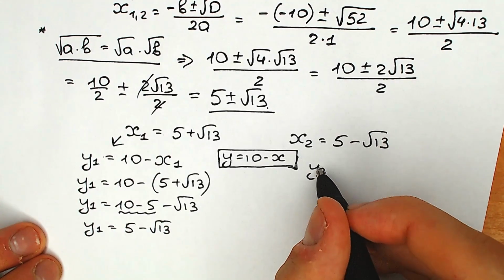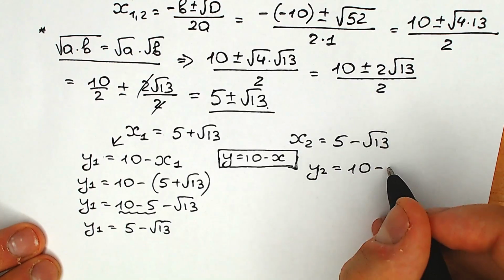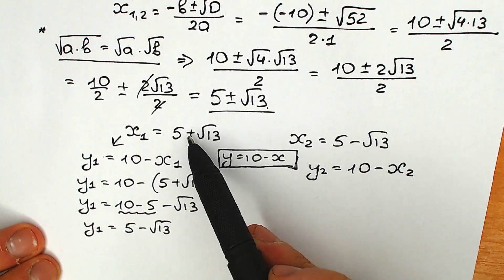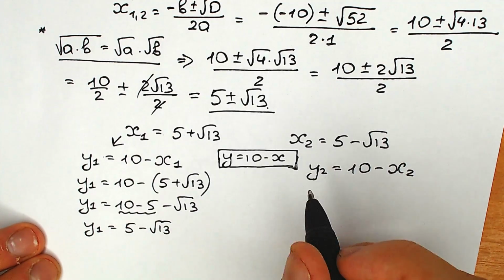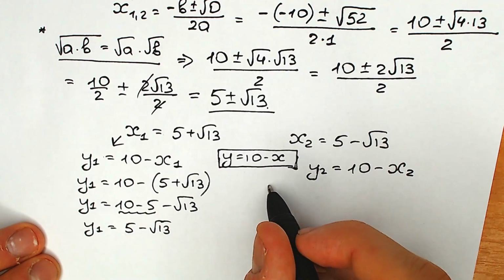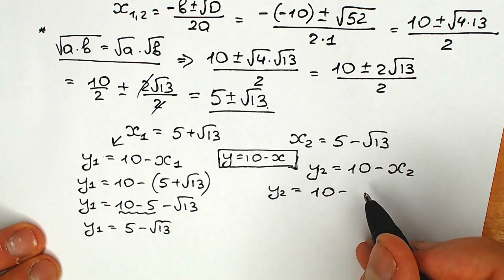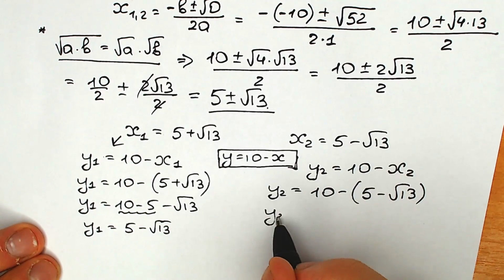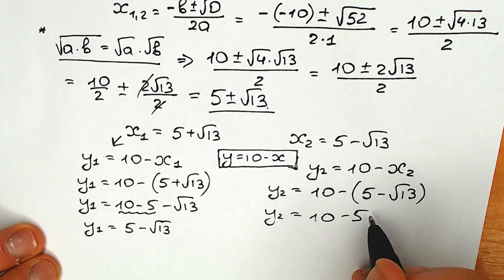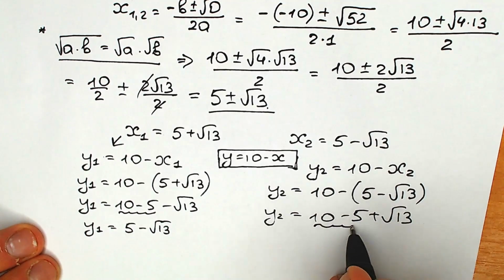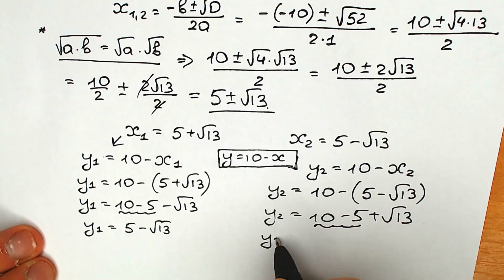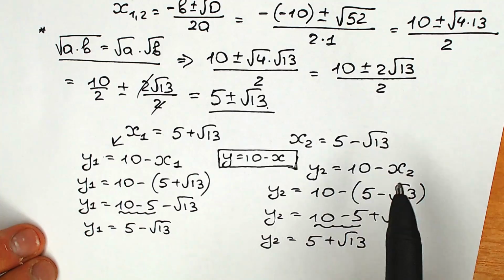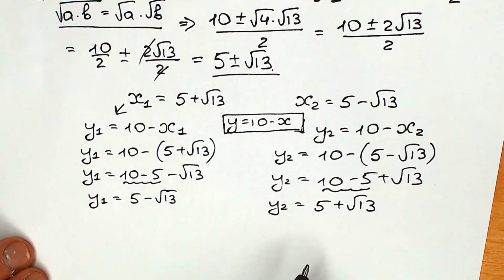So we have y second, which is equal to 10 minus x second. Of course, it looks like we're going to have the same expression, but with different signs. Like we're going to have plus minus, and right here we're going to have minus plus, but everything can happen. So right now let's find the exact value. So y second equals 10 minus x second, equals 10 minus the quantity 5 minus square root of 13. We have y second equal to 10 minus 5 and plus square root of 13. 10 minus 5 equals 5. So as a result, we have y second equal to 5 plus square root of 13. As you can see right here, we have two pairs of solutions, two pairs of roots.